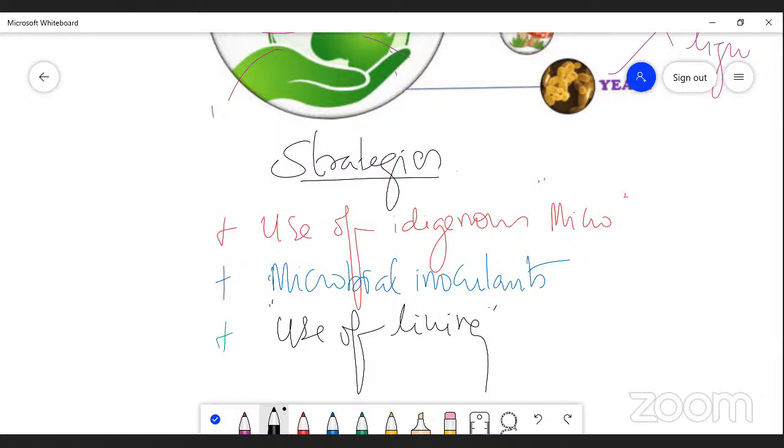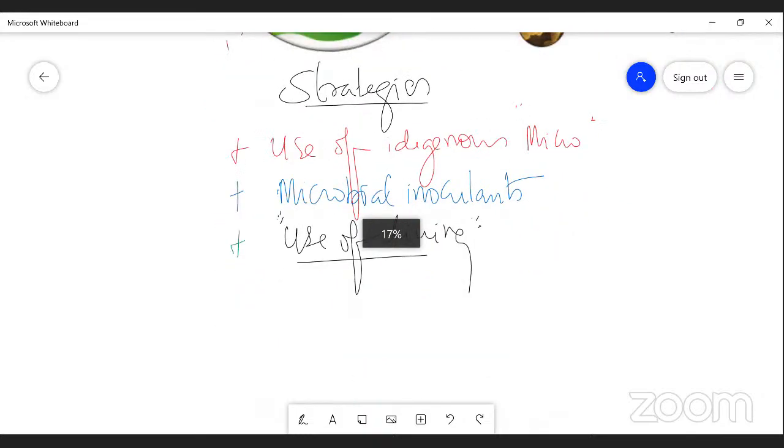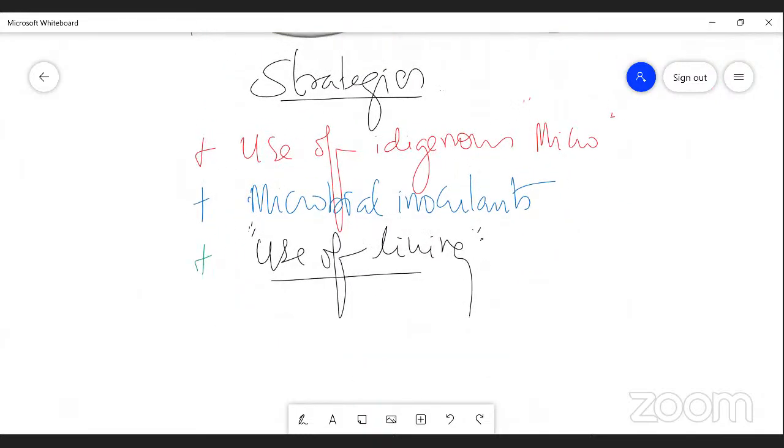The use of these living microorganisms, which may be introduced as genetically modified organisms, is also used for making this wasteland or this contaminated area, the contaminated site, into a green portion, like a green land.